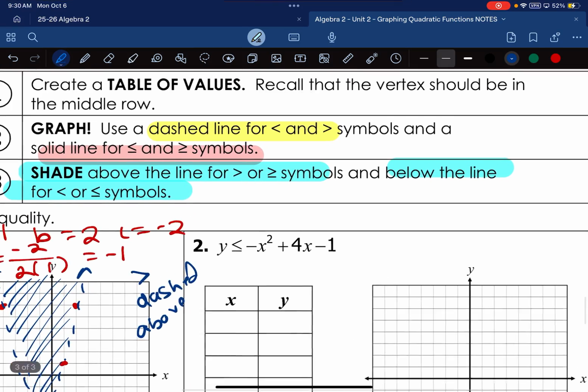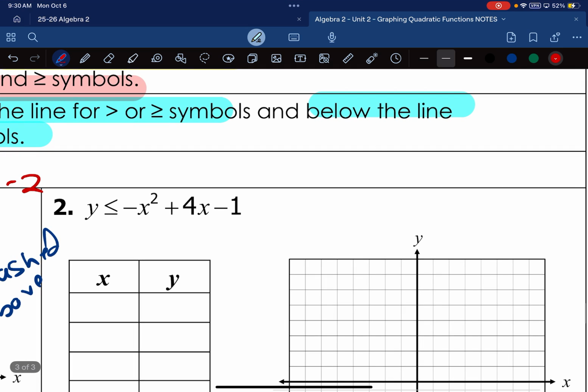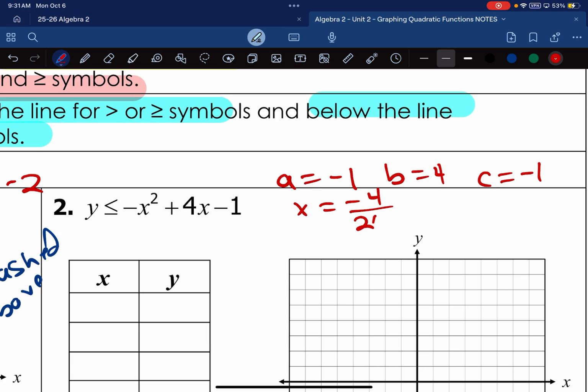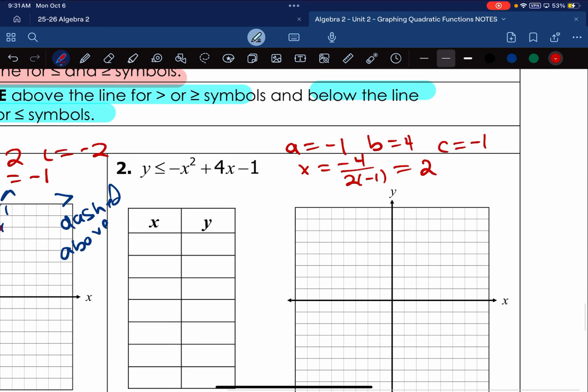We're gonna create our table of values by finding our vertex, and then we're gonna fill that in. So very first thing, identify A. A is -1, B is 4, C is -1. We're gonna use that axis of symmetry formula. So X equals -B over 2 times A. -4 over -2 would be a +2. So X equals 2. So in our table, in our middle point, we're gonna put our vertex is 2.